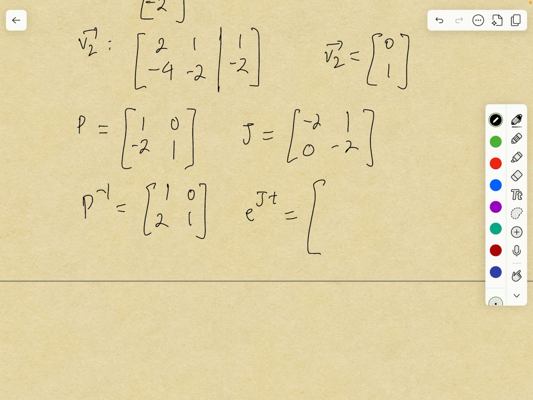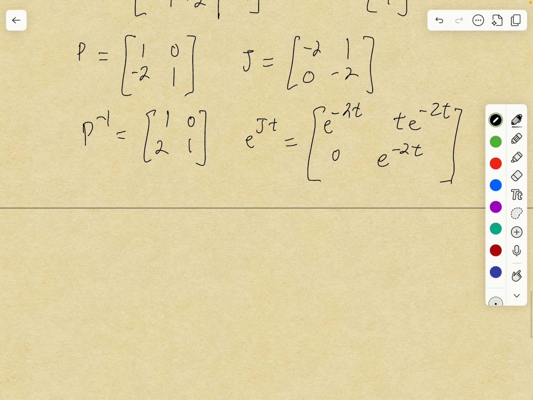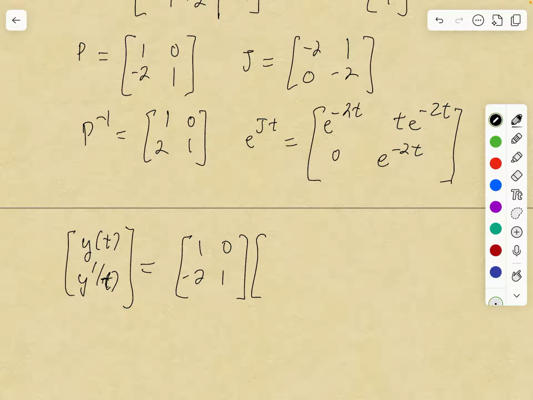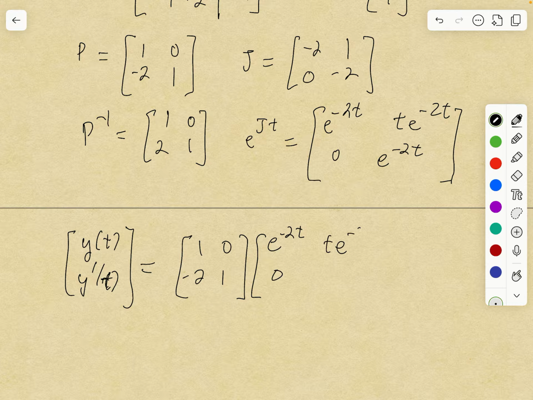And e to the Jt is just, we calculated this. In general, it's going to be this. Okay, so we calculated the general e to the Jt, and in this particular case, when your lambda is negative 2, this is what you get. So now we're ready to put everything together, because the solution y of t, y prime of t, that's x1, x2, equals P times e to the Jt, just this, times P inverse.